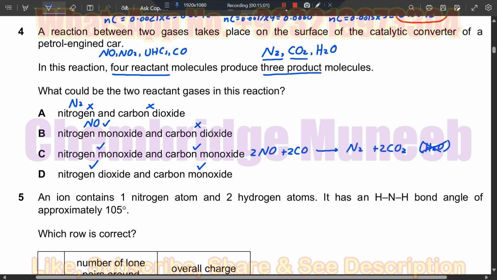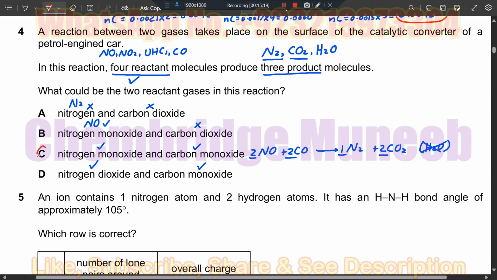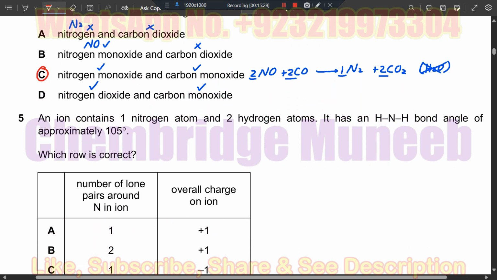So now this says that 4 reactant molecules should be there. Yes, we now have 4 molecules, 2 of this and 2 of this, and we should have 3 product molecules. So 1 mole of N2 and 2 moles of CO2. So yes, that is also there, which means the only correct option is option C. You can apply the same rule for option D to find out the equation, but that will not reflect the statement. Now the next question, number 5.